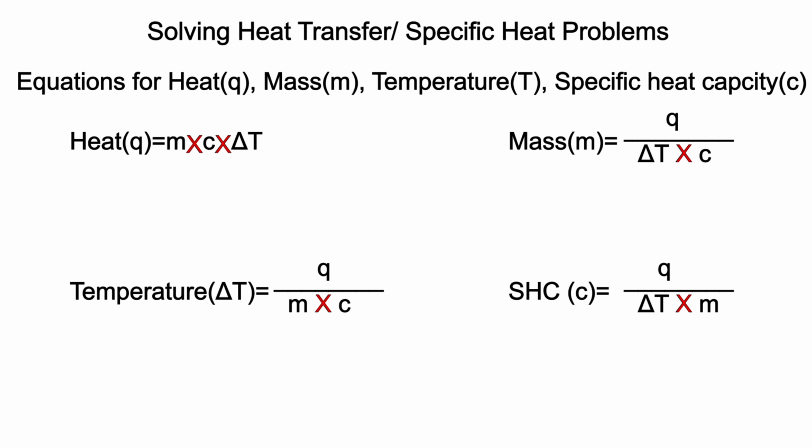The equation for mass is Q, which is heat, divided by delta T times C, which is specific heat capacity. Here's the equation for temperature: delta T equals Q divided by m times C, which is mass times specific heat capacity. And here's the equation for specific heat capacity: we divide Q by delta T times m, which is mass. So let's start with solving heat problems.